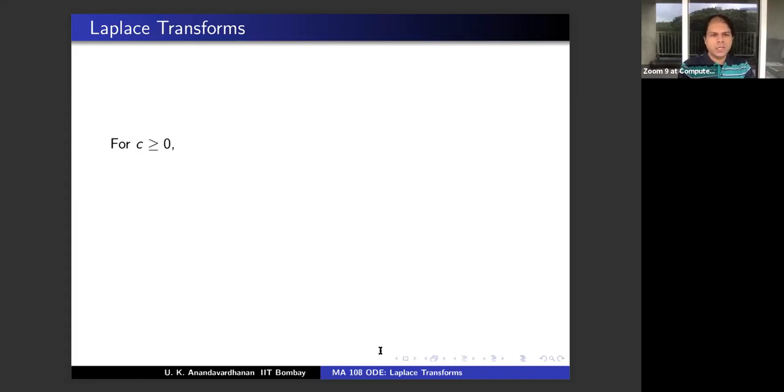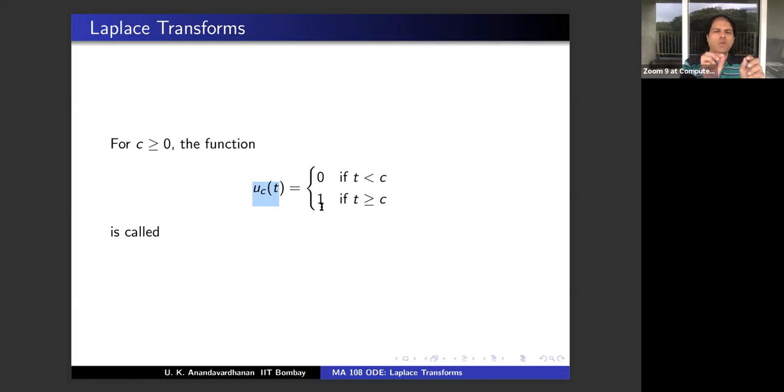So for c positive, positive meaning non-negative, you are considering this function. So this is a step function, right? u_c(t). For t less than c, it is 0, and for t greater than or equal to c, it is 1. So you can visualize 0 up to c, where c is a positive number. Up to c, it is 0, and beyond that, it is 1. So it's a step function.